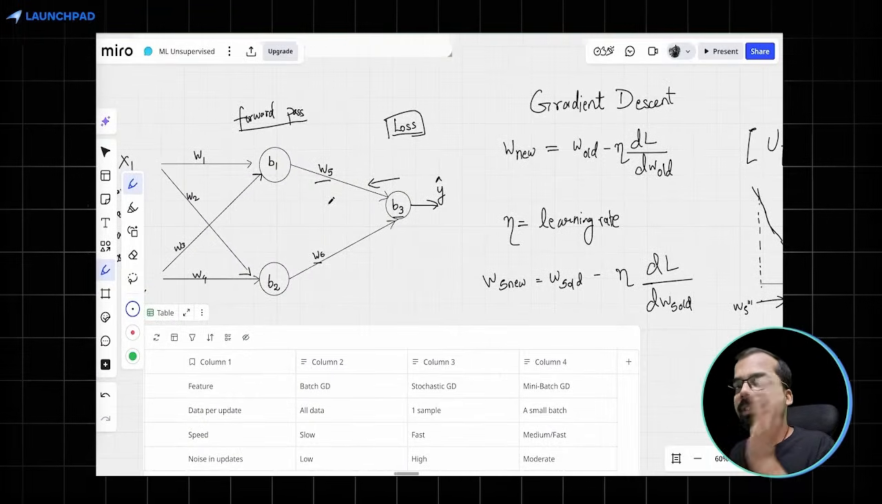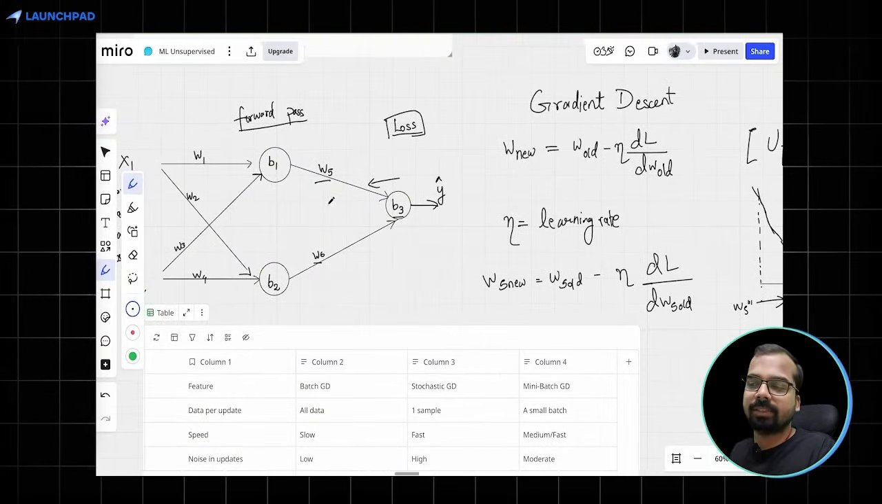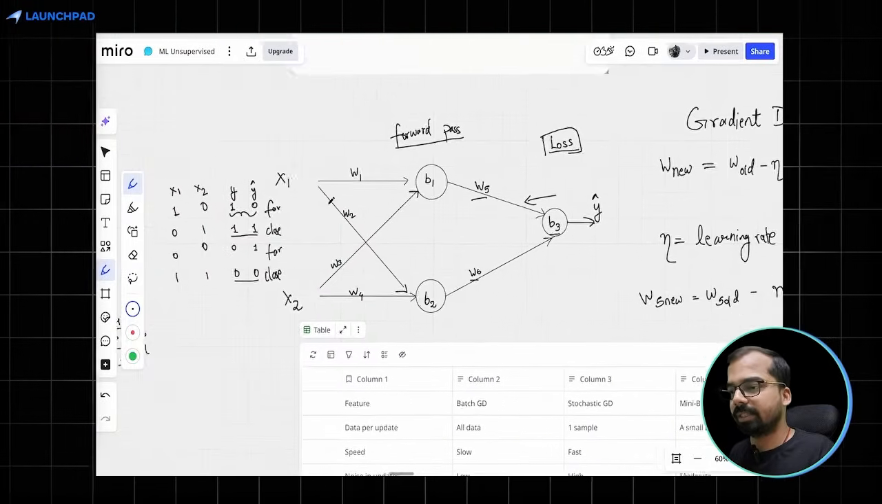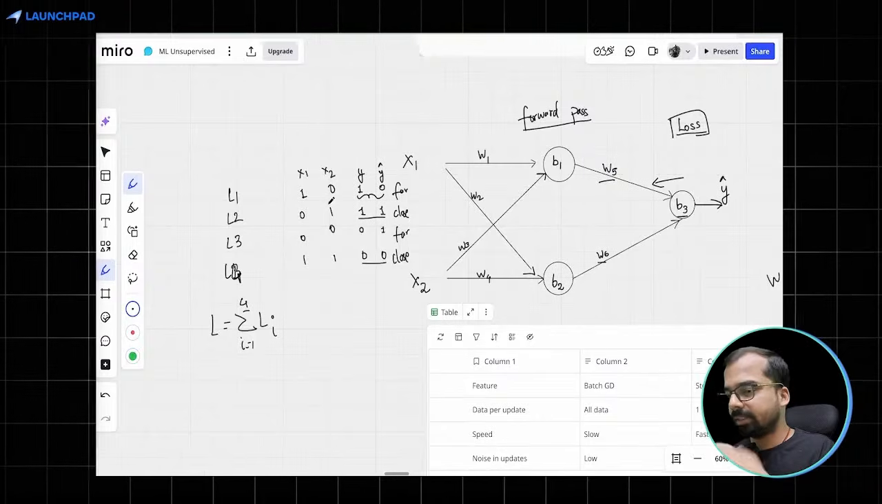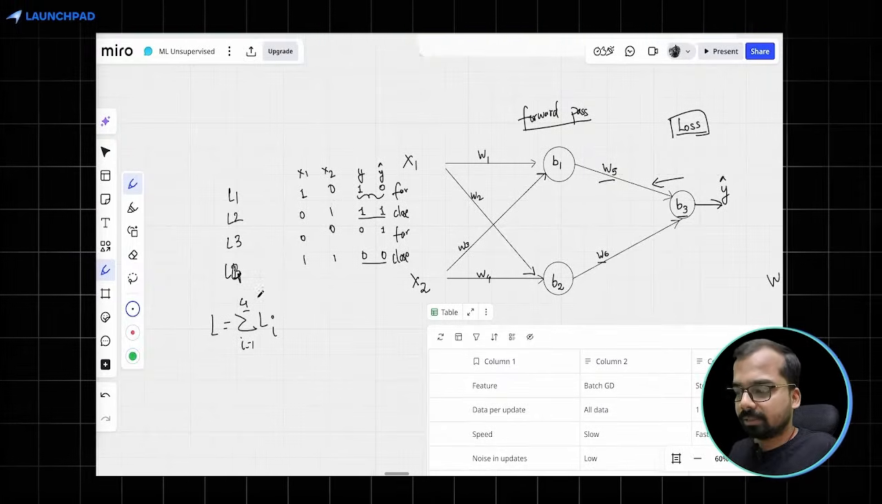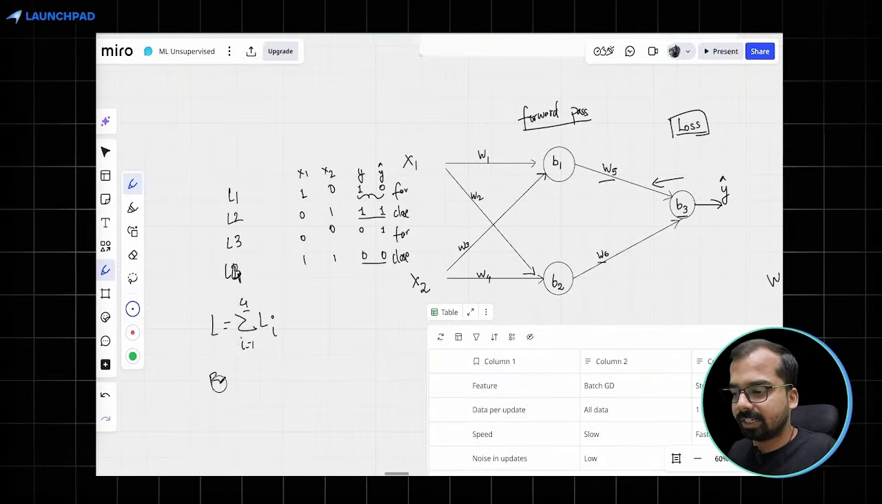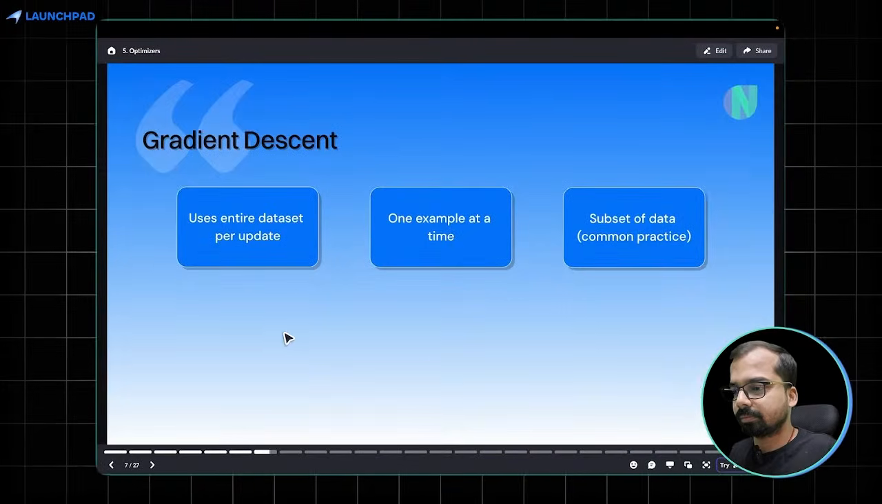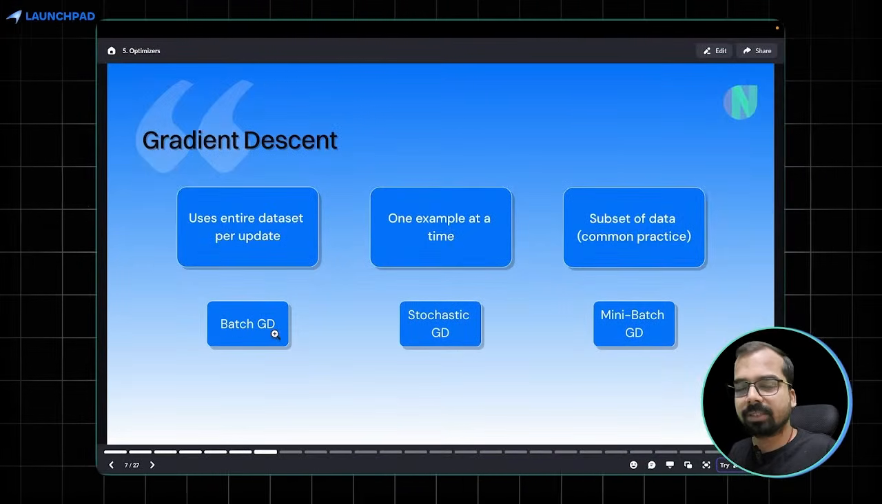That basically means I am using the entire data set to update my weight once. I hope this part is clear. This is one, that is, you are using the entire data set. This is known as batch gradient descent.